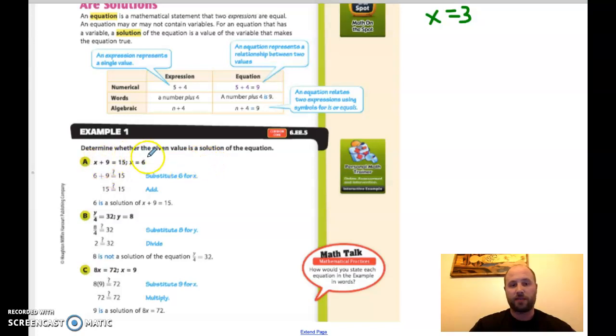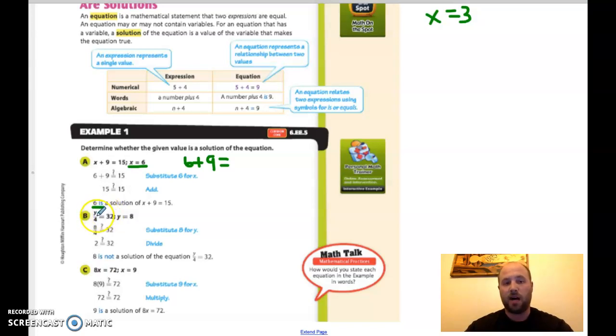So instead of x, we're going to write 6. So 6 plus 9 equals, well, I know my math facts. I can count up 10, 11, 12, 13, 14, 15. So 6, I'm sorry, is a solution. So they weren't lying to us. They weren't trying to trick us. It's true. It works. So we can prove that.